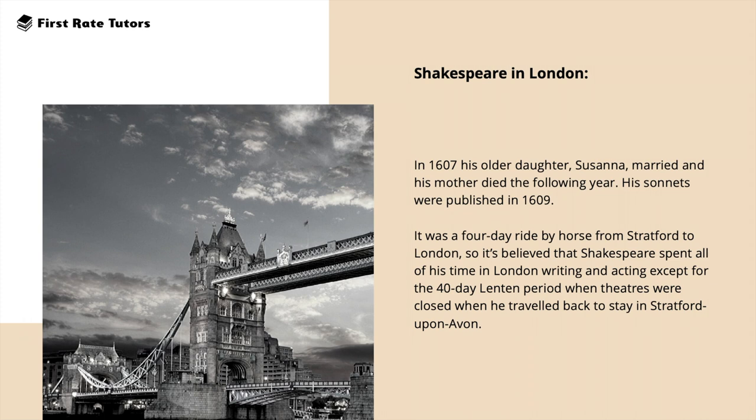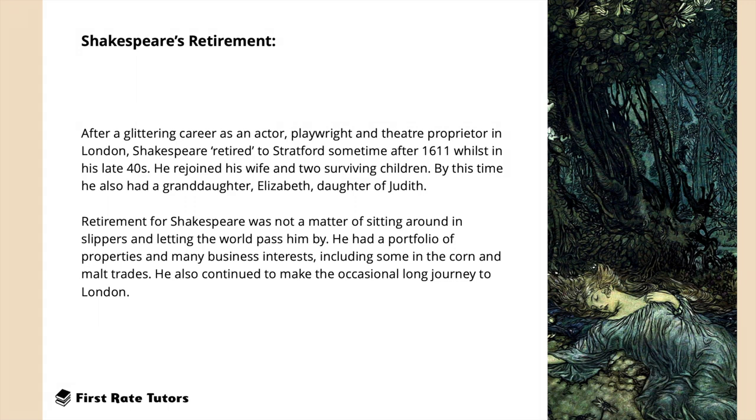In 1607, his older daughter Susanna married and his mother died the following year, and his sonnets were published in 1609. It was a four-day ride by horse from Stratford upon Avon to London, so it's believed that Shakespeare spent all of his time in London writing and acting, except for the 40-day Lenten period when theatres were closed, when he travelled back to stay in Stratford upon Avon.